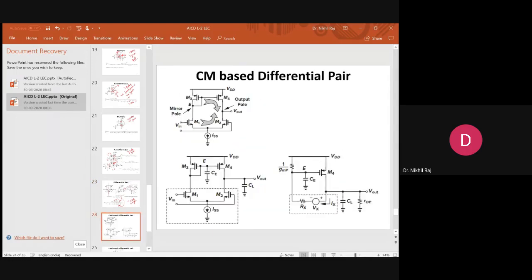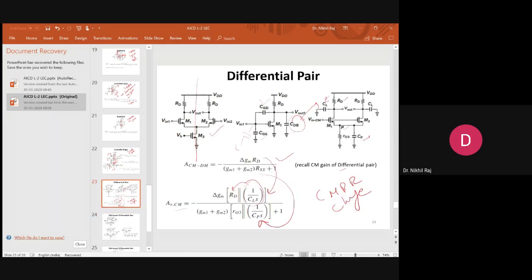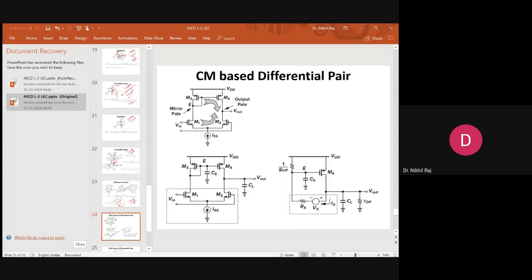Then this is your current mirror based differential pair. Again there, this was the case of a simple resistive load, and this is the case where a current mirror is there, so how many poles will be there?